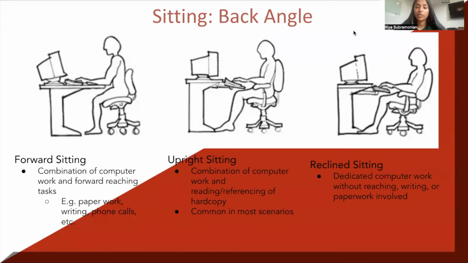When using a chair, there are usually three different angles in the back that we can see. The first one we have here is the forward sitting. This would be used in a combination of computer work and forward-reaching tasks. For example, this could be paperwork, writing, phone calls, and more.